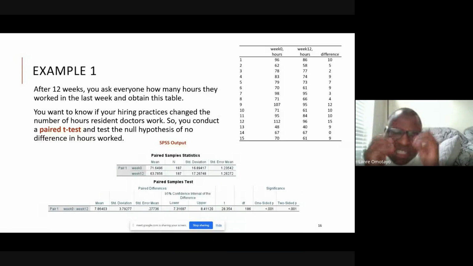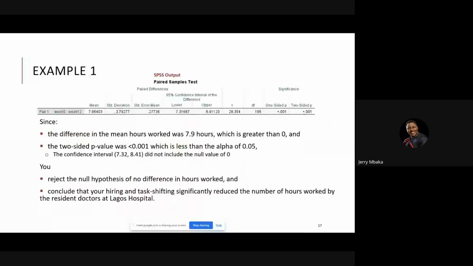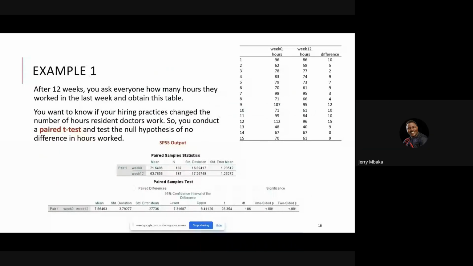Can somebody tell me what the null hypothesis would be in this study? Yeah. H naught will be, there is no difference in the number of hours worked by resident doctors at week 0 and 12. And what will be the alternative hypothesis? The alternative hypothesis will be that there's a difference in the average number of hours worked by resident doctors at week 0 and at week 12.